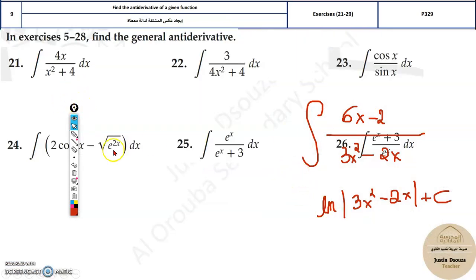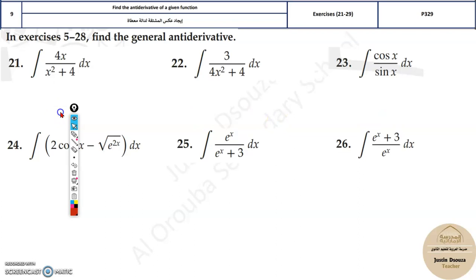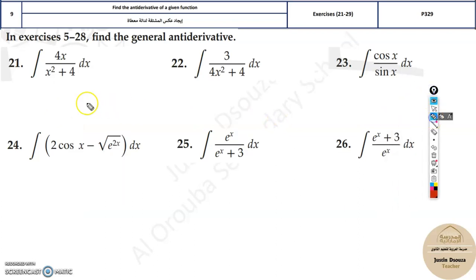We will do one of these problems over here. Let's see this first one. Over here, look into the denominator and derive it. It will be 2x plus 0. So it's just 2x. Now look up above. Is it 2x? No, it's not 2x. It's 4x. But still, we can make this into 2x. How? Because 4 is equal to 2 times 2.